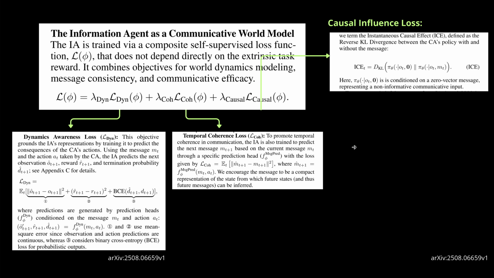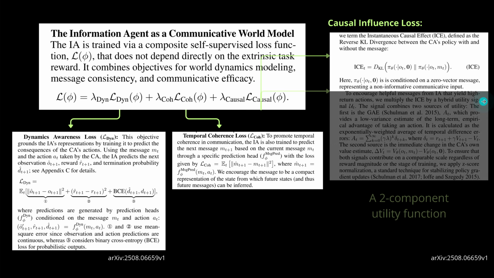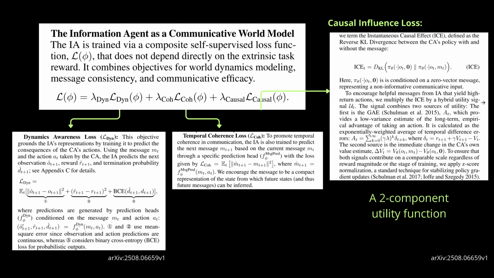But now to the real interesting part. Oops, the arrow should not jump through the text, sorry. This causal influence loss function. So they built something they call an instantaneous causal effect, ICE. Defined now as a reverse Kullback-Leibler divergence between the control agent policy with and without this particular message from the bigger product. Great. Then they say, we build now a two-component utility function.